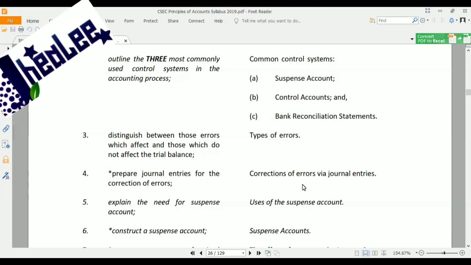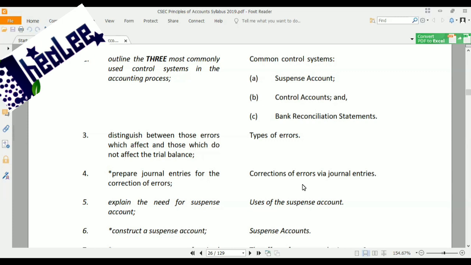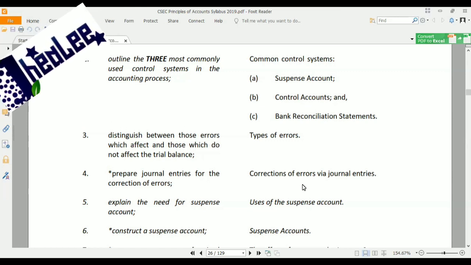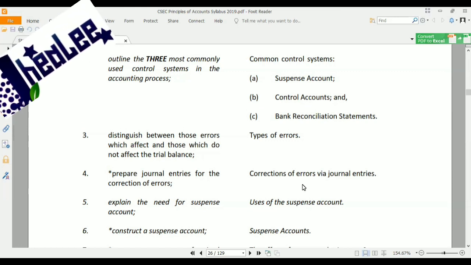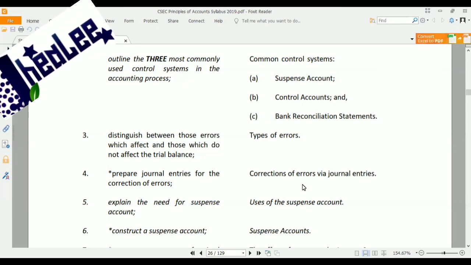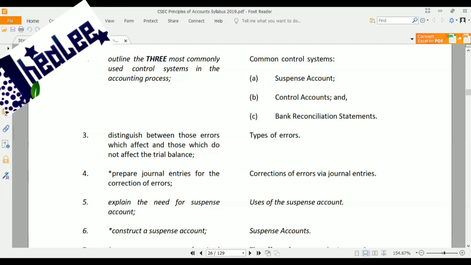Explain the need for a suspense account. Once your debit column is not equal to your credit column for the trial balance, you're going to need a suspense account. And remember, in that suspense account, you're going to put the difference from the trial balance. If it is a debit column that is short, you're going to put that difference on the debit side. If it is your credit column, you're going to put the difference on the credit side of the suspense account, and then you go through the process of finding and correcting those errors.